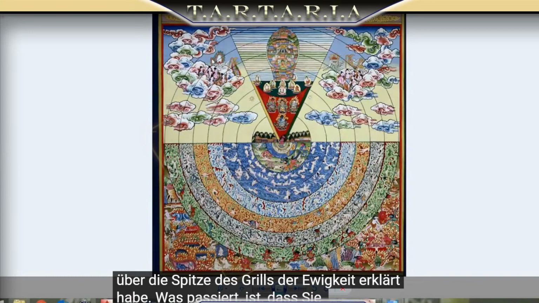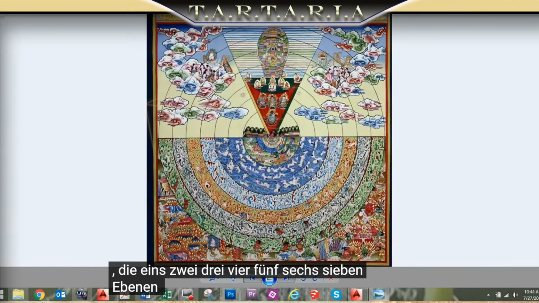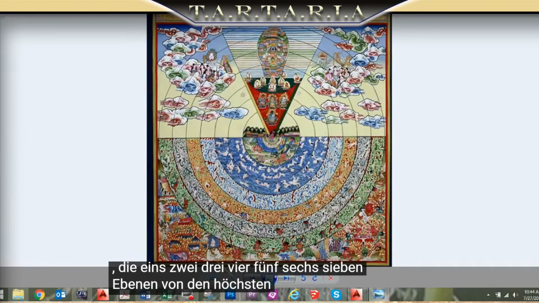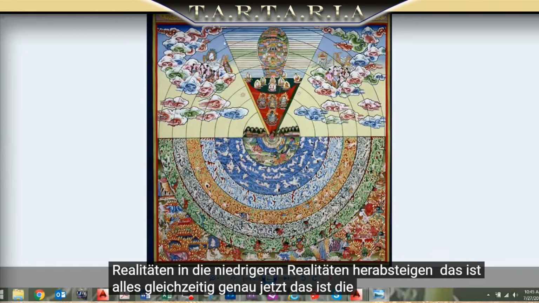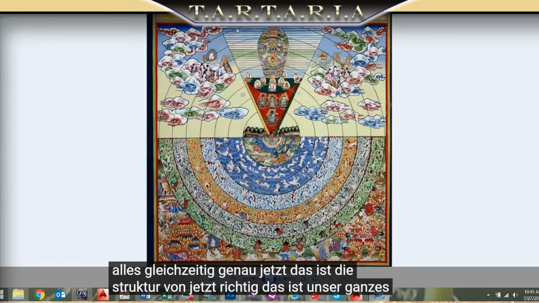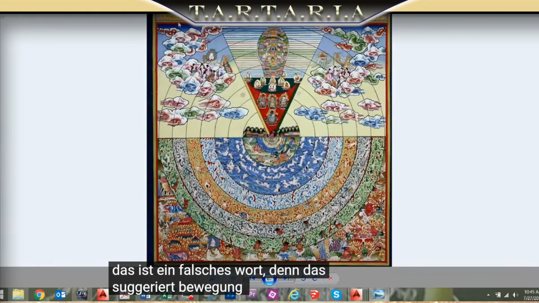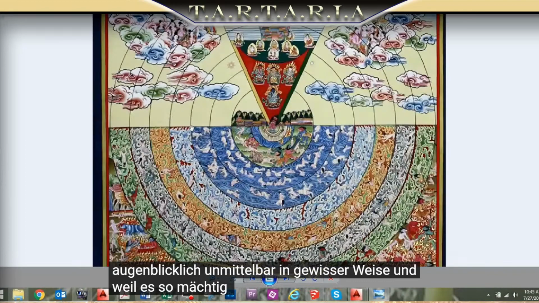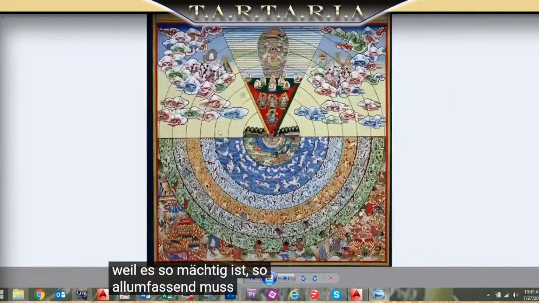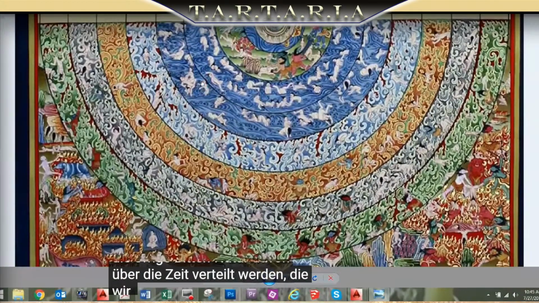So what happens is you have these lines, the 1, 2, 3, 4, 5, 6, 7 levels coming down from the highest realities into lower realities. Now this is all simultaneously right now. This is the structure of now, right? This is how the whole universe, let's say, happens, which is a wrong word because that suggests movement. This is so instantaneous, it's immediate in a way. And because it is so powerful, so all-encompassing, the eternal nature of it has to be spread across time, which is what we see in this lower half.